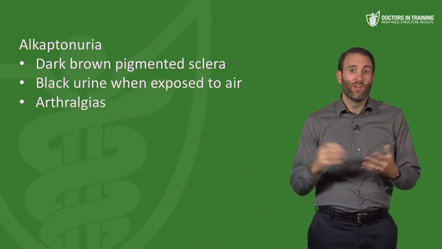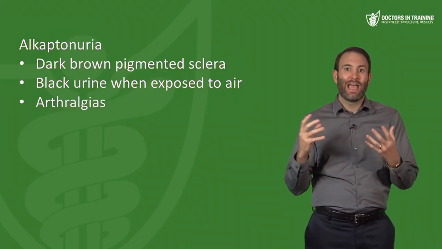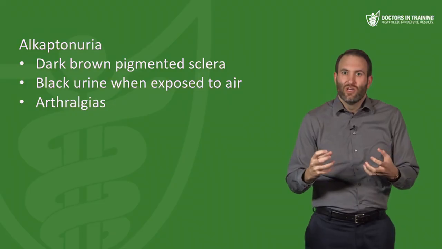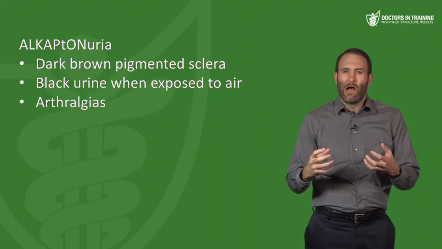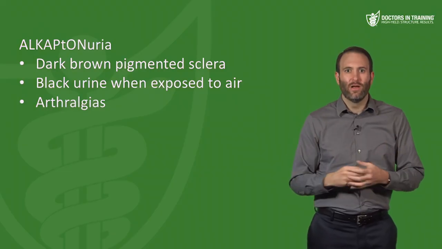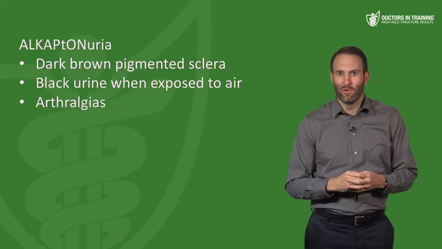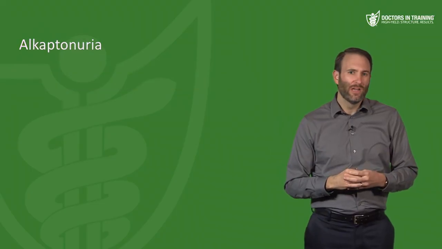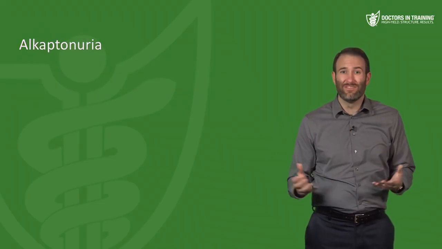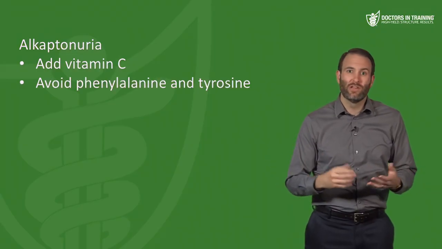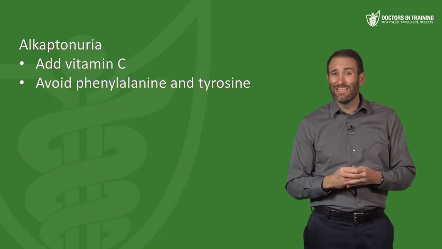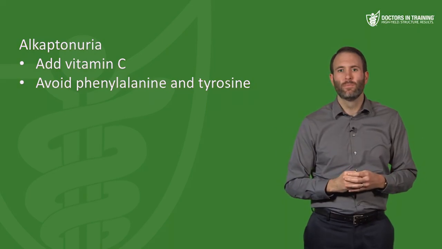Now, one way to remember alkaptonuria, remember alkaptone has dark connective tissues, dark sclera, black urine. So I think of Al Capone, alkaptone, kind of wearing a black dark suit, and that's one way to remember that. A little bit of a stretch, but I think it's so good. Now, there isn't really much in the way of effective treatment. Vitamin C supplementation might be helpful. Dietary restriction of phenylalanine and tyrosine can be tried. But again, treatment is not very effective at this point.